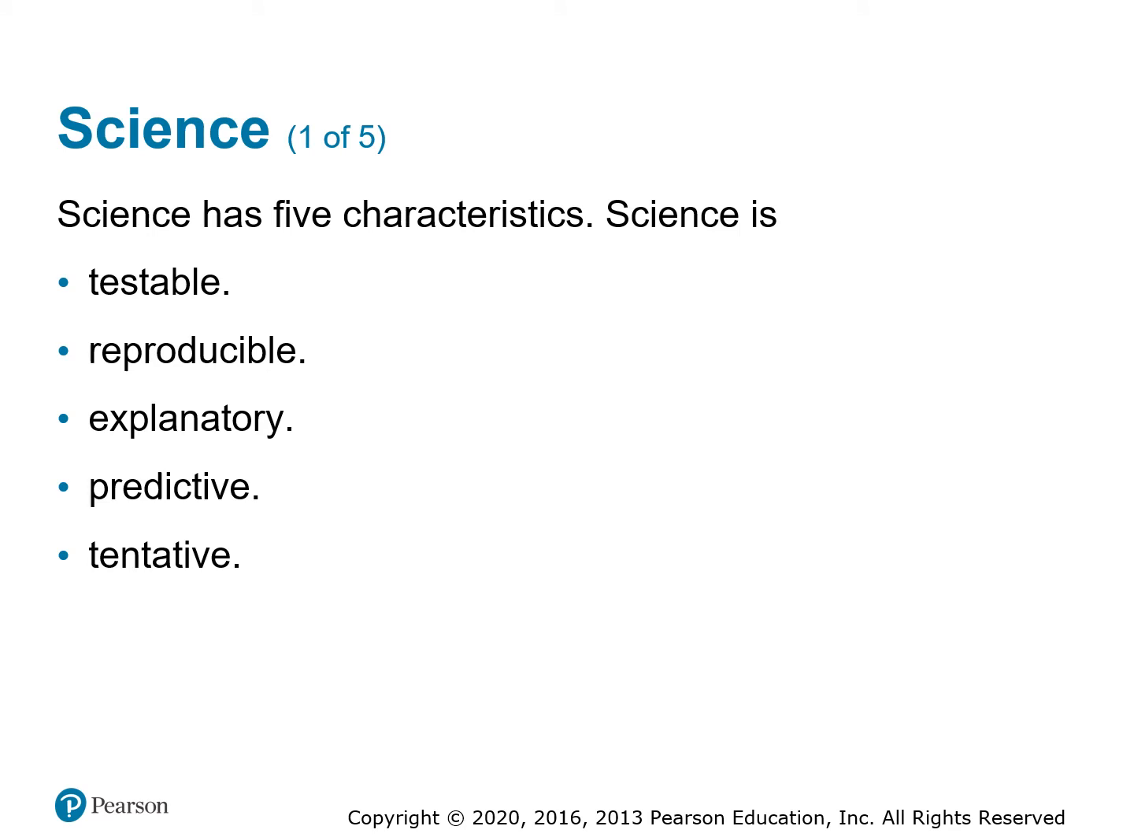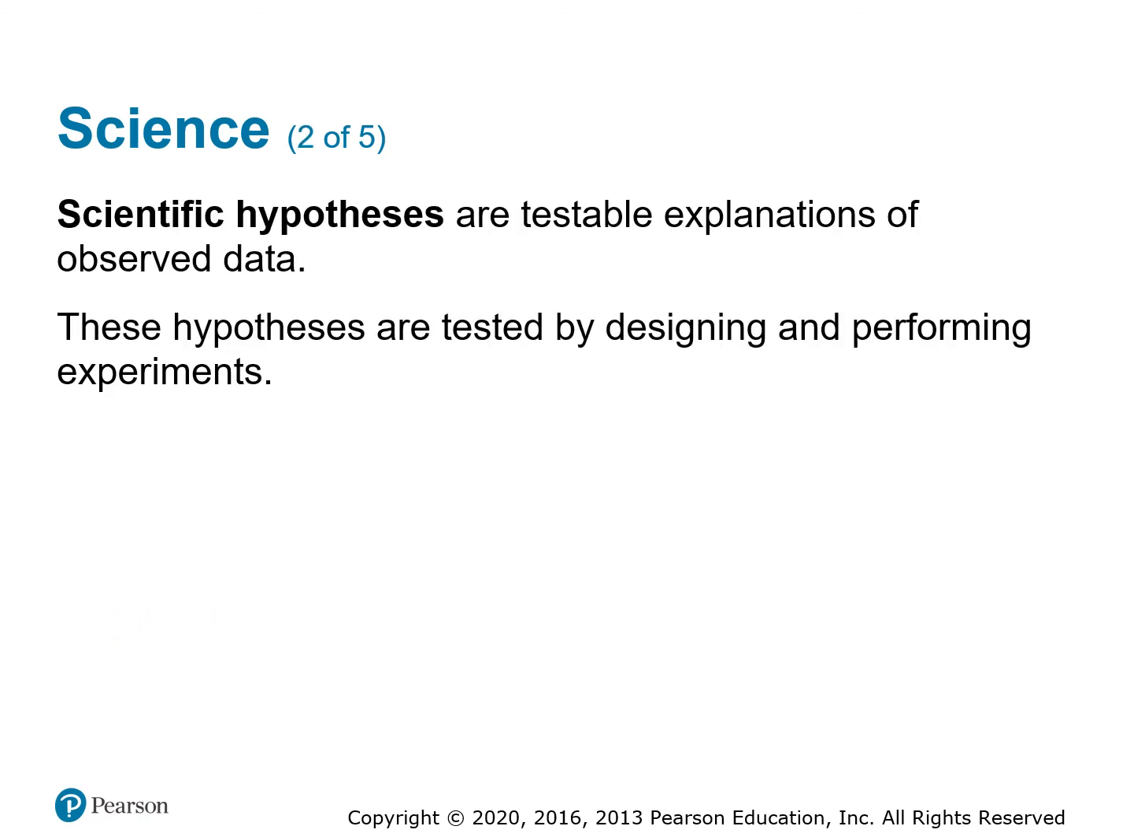So now we're going to focus on 5 characteristics of science. As we know, science is the primary means to obtain new knowledge. Science is testable, reproducible, explanatory, predictive, and tentative. So these are the 5 characteristics of science that we saw.